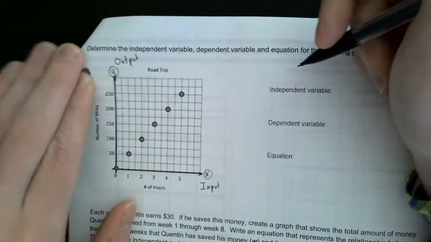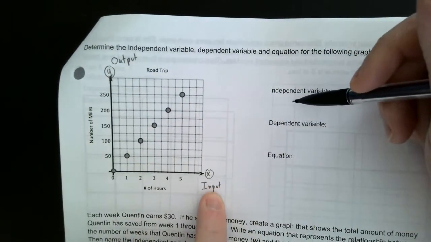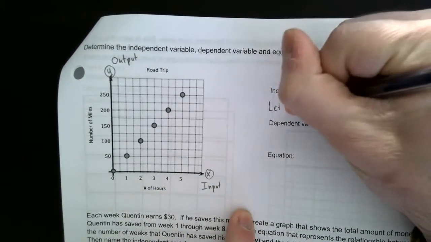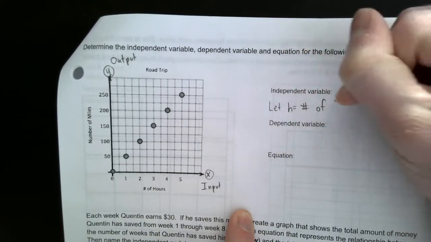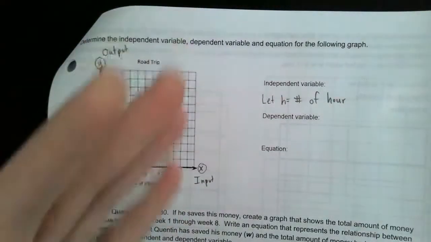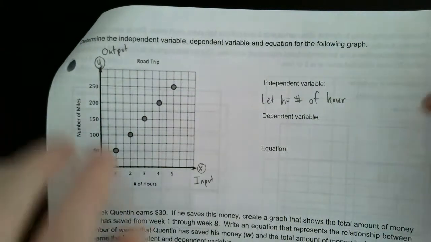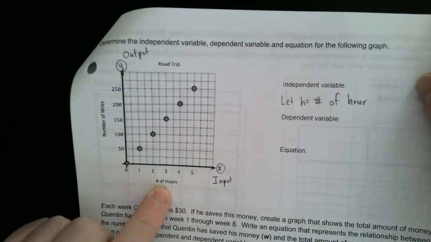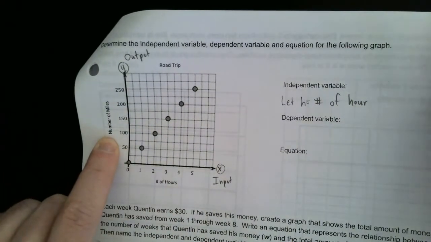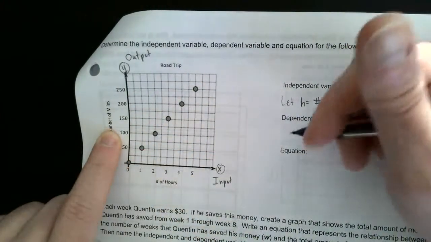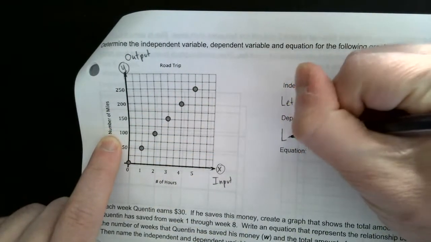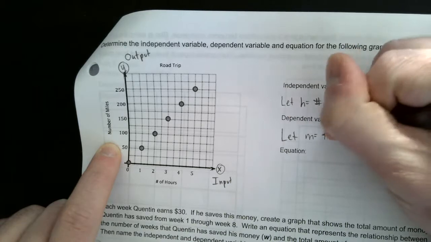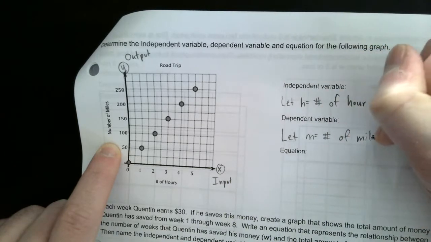Always. Okay, so the independent variable, that's going to be the input, will be number of hours. So we're going to let h equal number of hours. So this is showing that we can start with a graph and pull information out of the graph to help us write an equation. The first things we can pull out are the variables, and the first one's the input. This is the number of miles. That's going to be the output, also called the dependent variable. So we're going to let m equal number of miles.